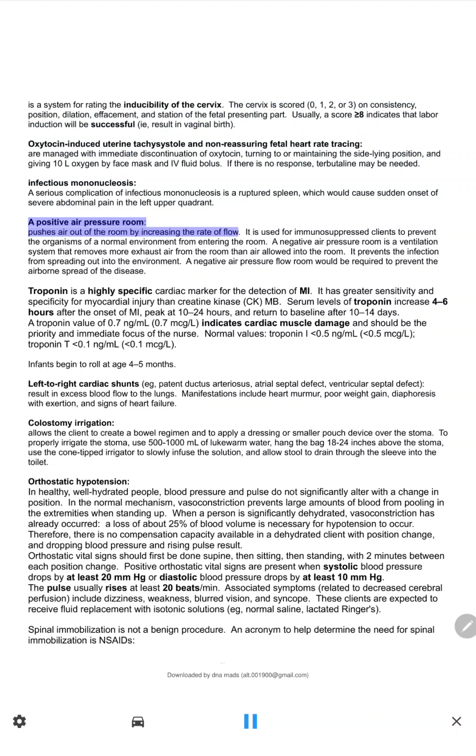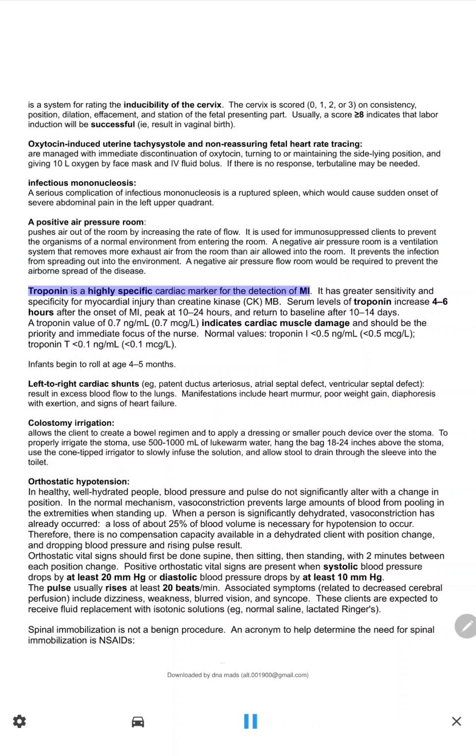A positive air pressure room pushes air out of the room by increasing the rate of flow. It is used for immunosuppressed clients to prevent the organisms of a normal environment from entering the room. A negative air pressure room is a ventilation system that removes more exhaust air from the room than air allowed into the room. It prevents the infection from spreading out into the environment. A negative air pressure flow room would be required to prevent the airborne spread of the disease.